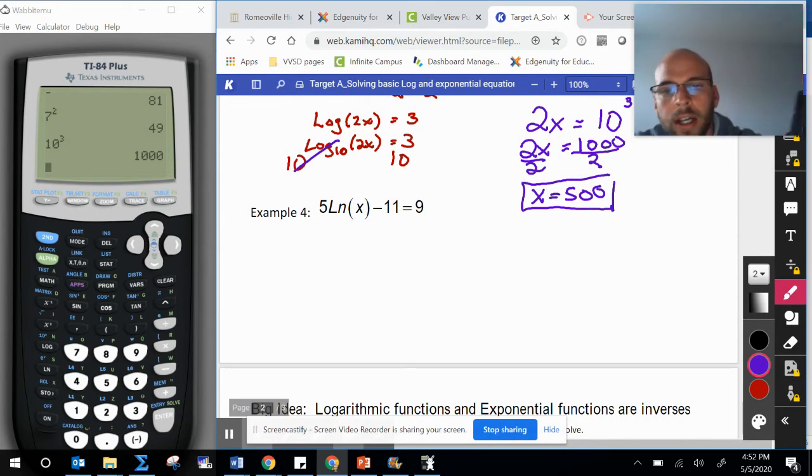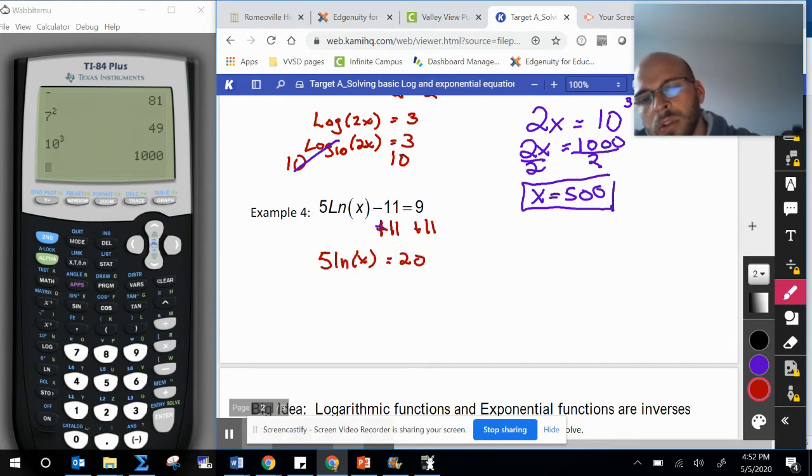So again, we want to isolate this log. So I'm going to start, actually, I'm going to use my red pen here. I'm going to add 11 to both sides. So I have 5 natural log of x is equal to 20. I then want to divide by the 5. So that gives me the natural log of x is equal to 4.